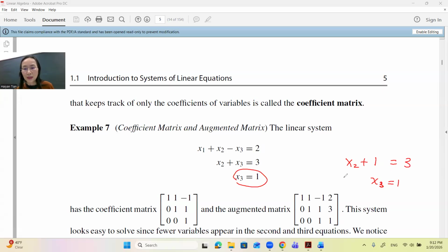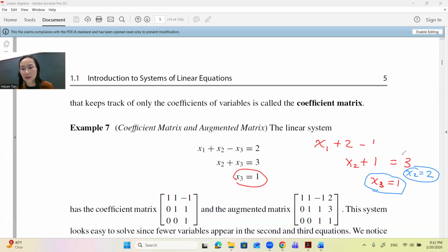Once we solve it, from here, x2 will be 2. 3 minus 1 is 2. Okay, so now we have both x3 and x2. Now go backwards. Can we solve one more variable? If we know x2 is 2, right? So let's put a 2 here because x2 is found.